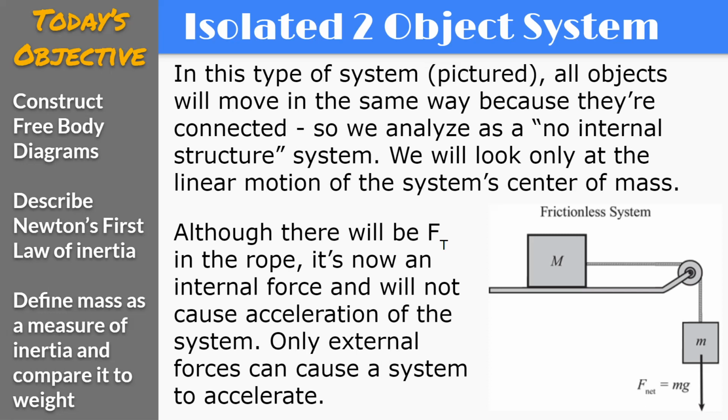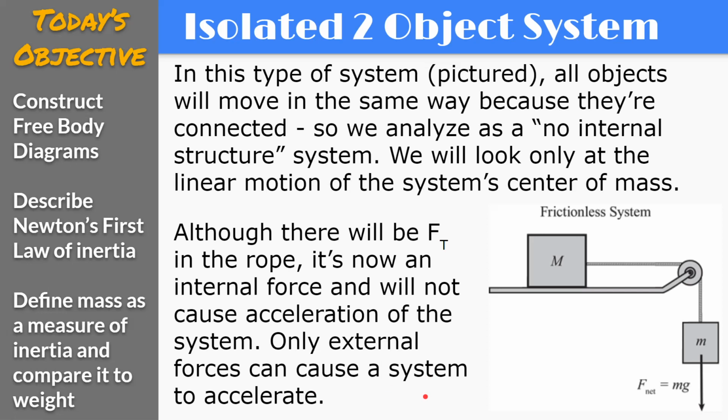We will only look at the linear motion of the system's center of mass. Although there will be a force of tension in the rope, it's now an internal force. If we consider our system to be both blocks and the rope, then tension now is inside of my system, and that means it doesn't show up on my free body diagram, and it won't cause acceleration of my system because it's an internal force. The only things we draw on our free body diagrams are external forces, and those are the only things that can cause your system to accelerate.